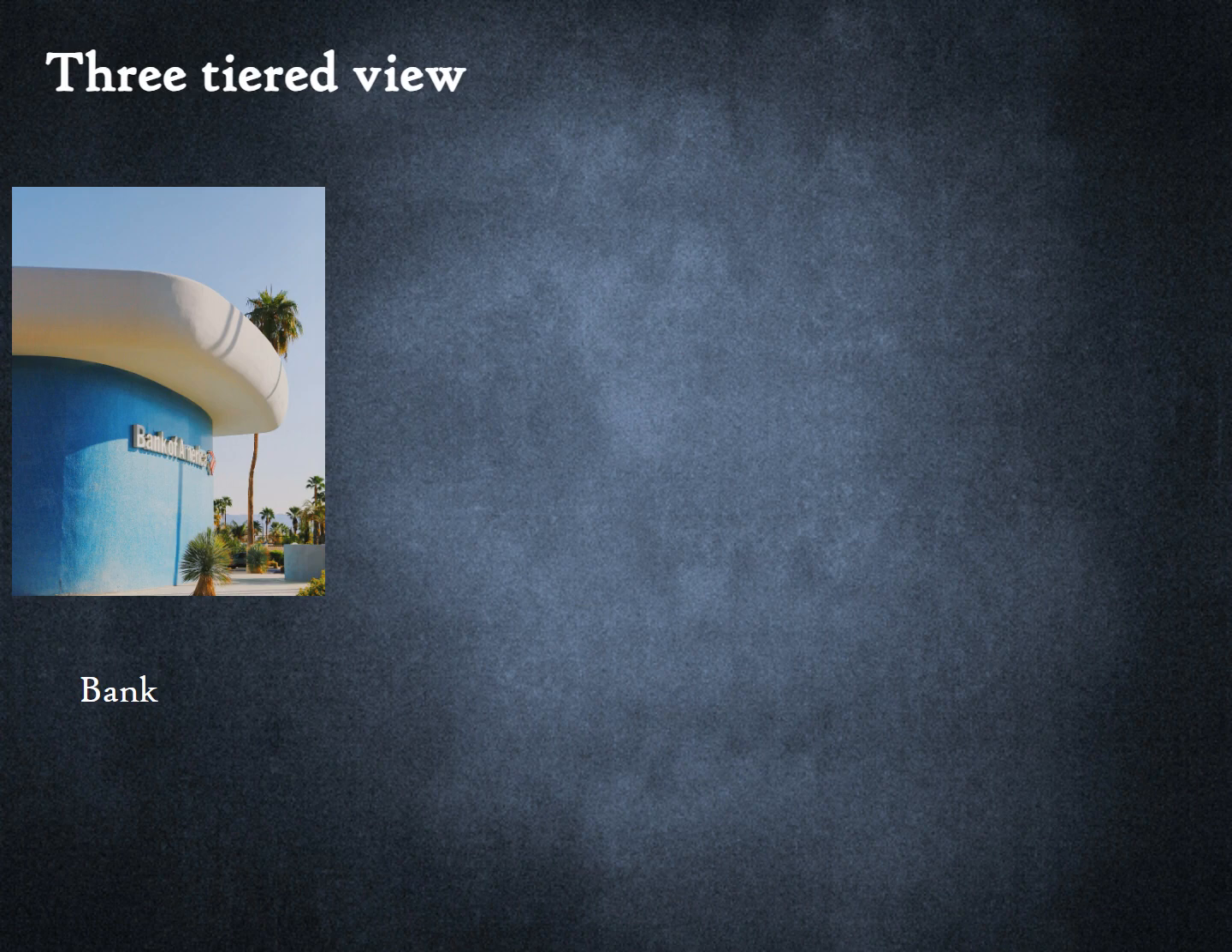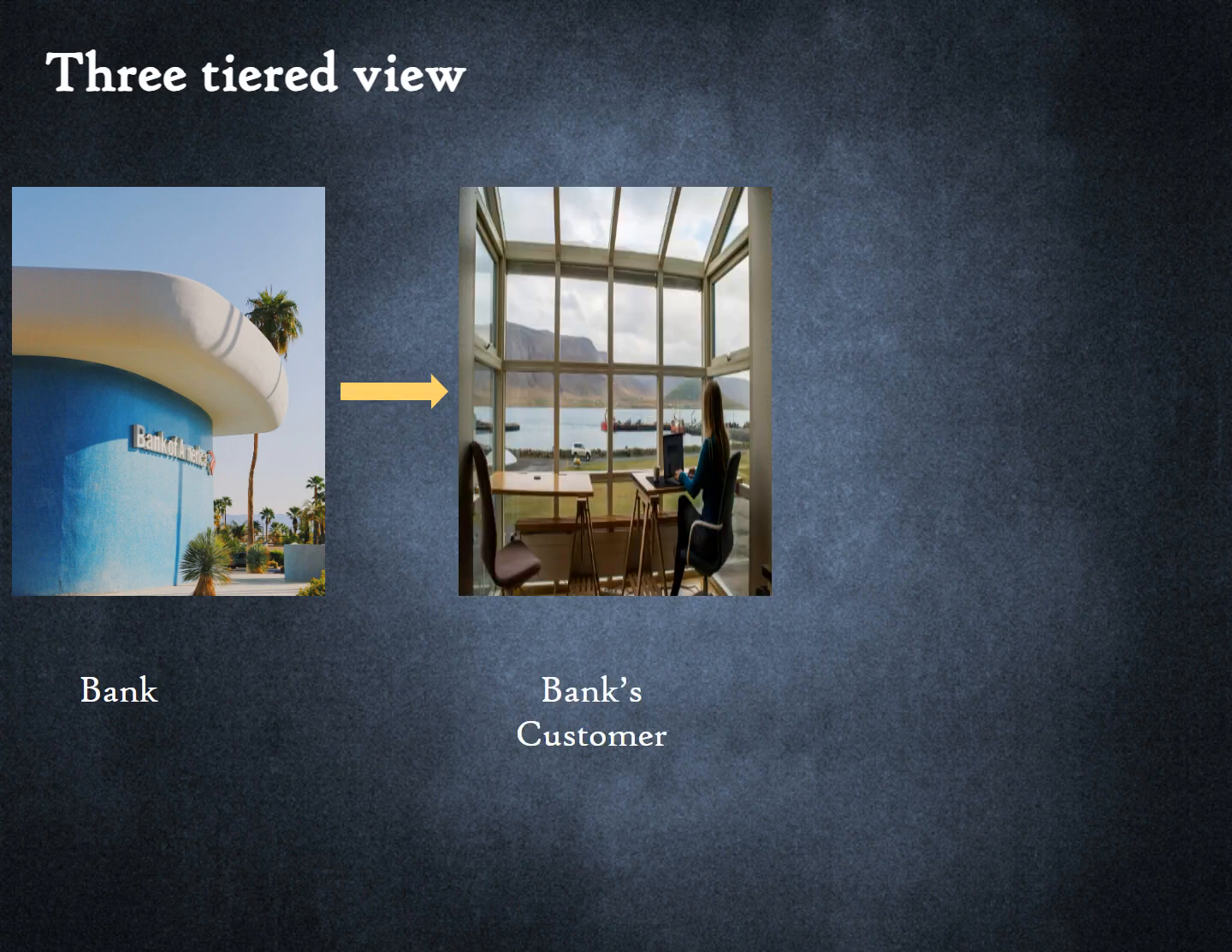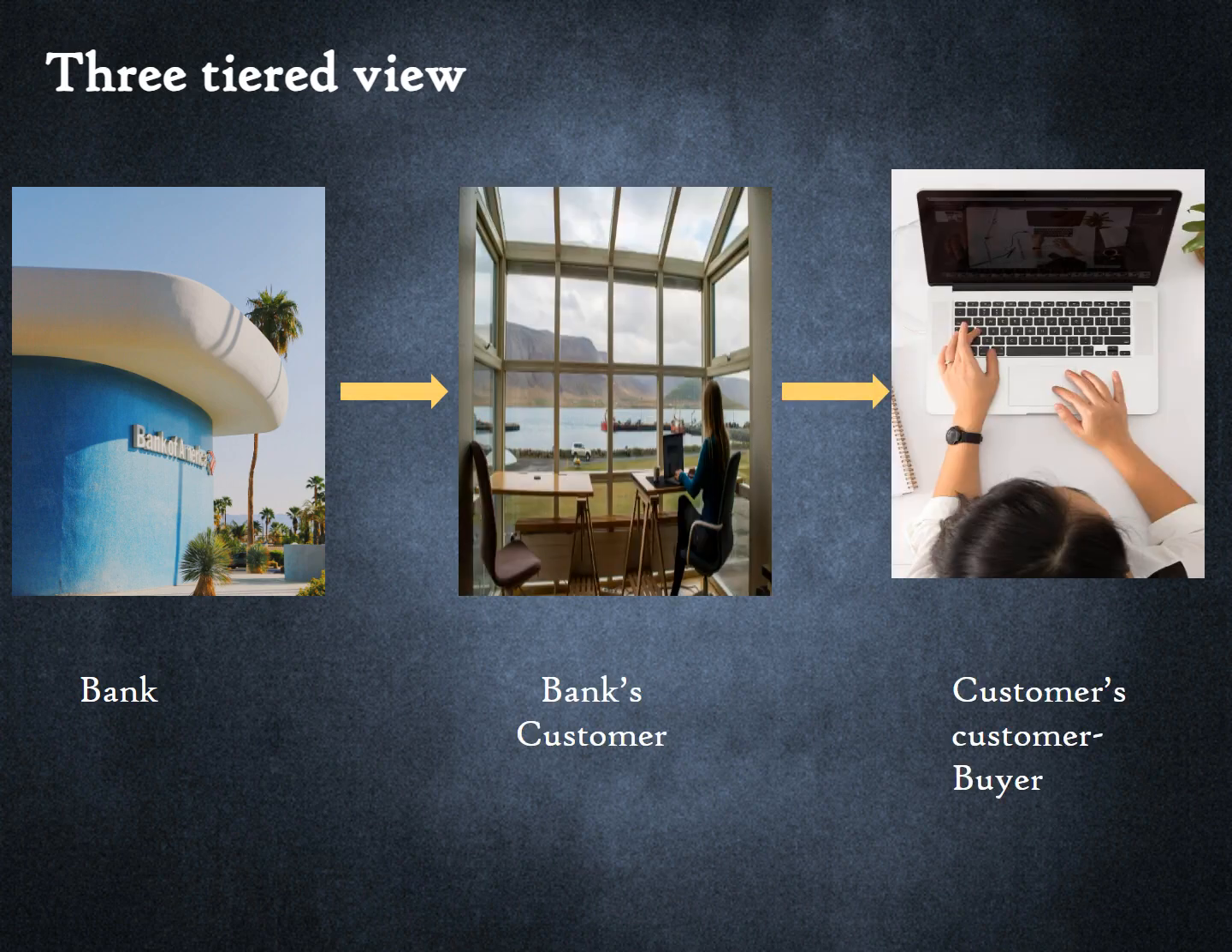Before we go further, let us identify the three tiers of entities that are involved in cash management products. First we have the bank, then we have the bank's customer, and finally the customer's customer. The third level does not exist in consumer banking. For convenience, we will use the term buyer to refer to the customer's customer. Bank accounts, liquidity management, and payment products primarily touch the first two tiers.